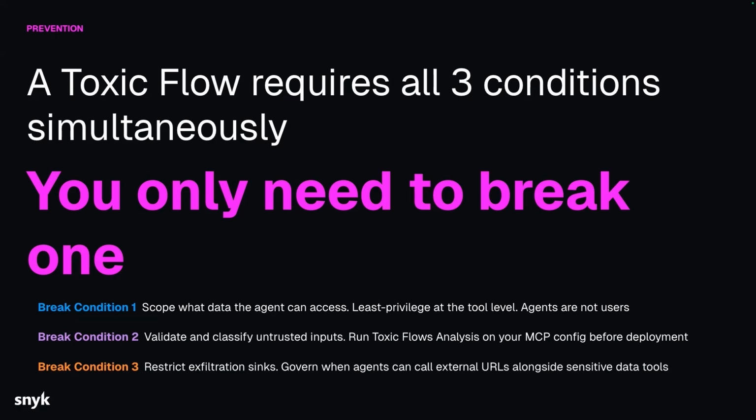Break condition 2 with the untrusted inputs. So validate and classify your untrusted inputs. You can run the toxic flow analysis on your MCP config before deployment, and I'll show you in a minute how you could do that. And for breaking the last condition, you should restrict the exfiltration sink, so having a bit of governance and policy on what your agent could do.